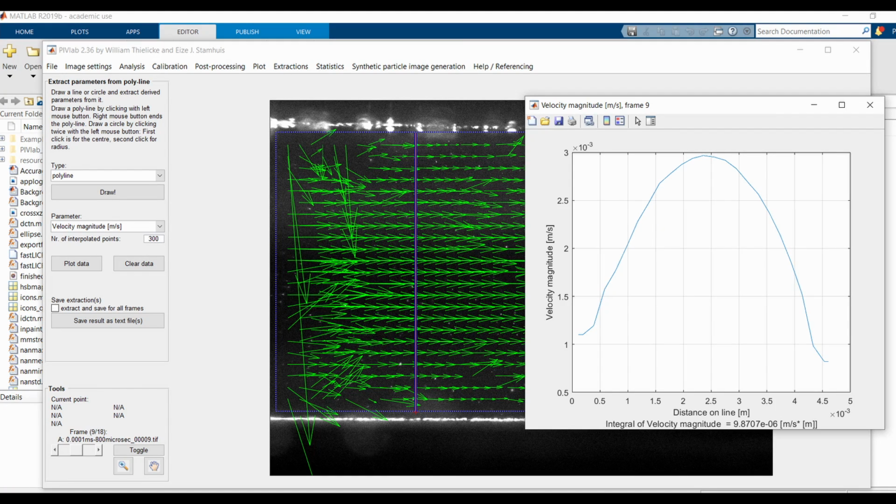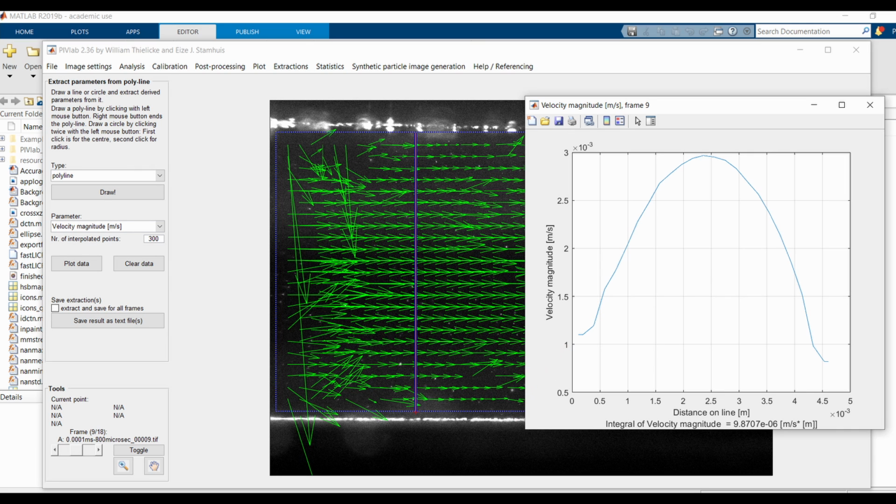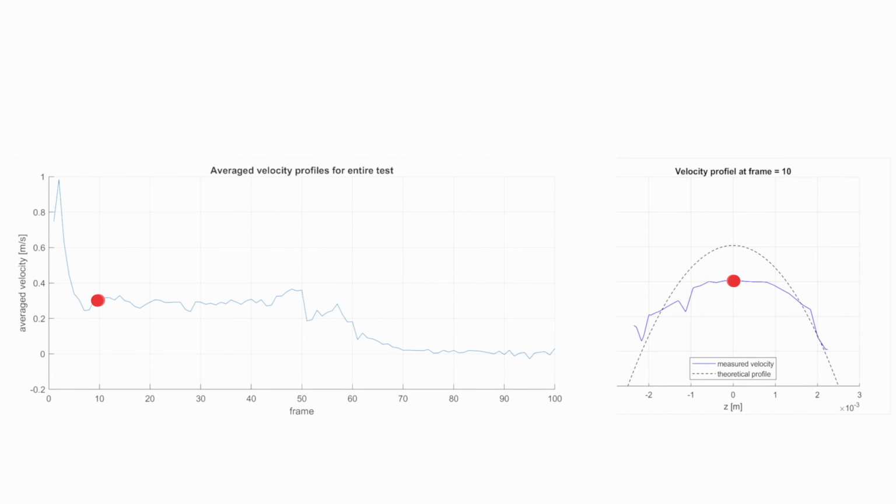Now I can use PIVlab to analyze these pictures. The result of this analysis is a 2D vector field. From this 2D vector field I can extract the streamwise velocity profile, which, as you can see, is a nice parabola. If I plot the center maximums of an entire test in the graph on the left, we can see that there is a peak in the velocity starting from frame 44. This peak closely matches the theoretical expected profile.